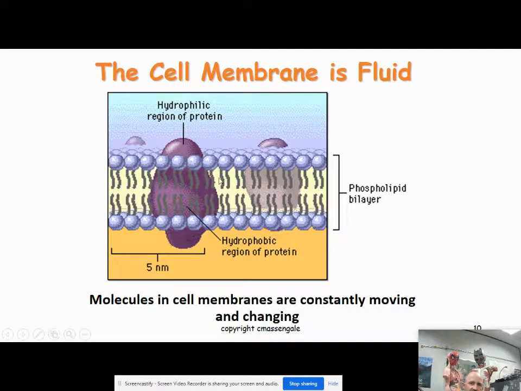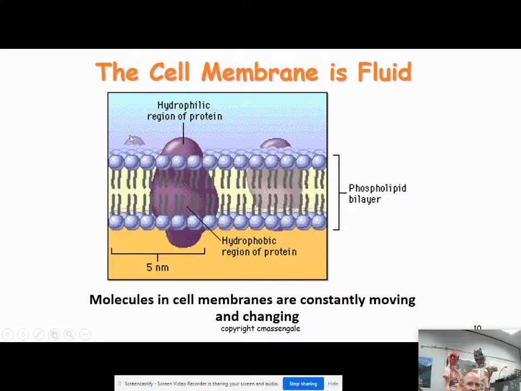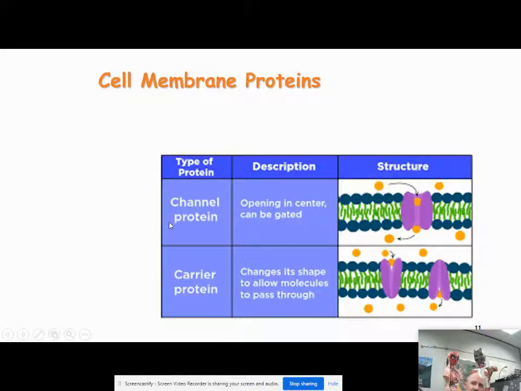Part of that fluid mosaic is that these things can actually move around. They can transfer space. It makes it really cool. It's like a floating place, because maybe this protein needs to go over here to grab something or go over here to grab something. So it allows some mobility within the cell.